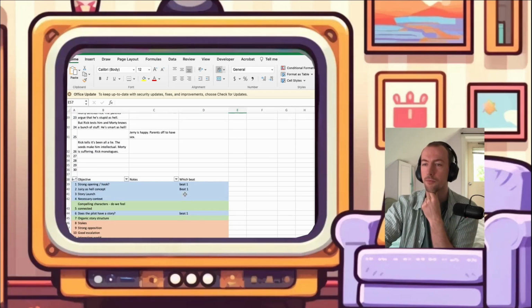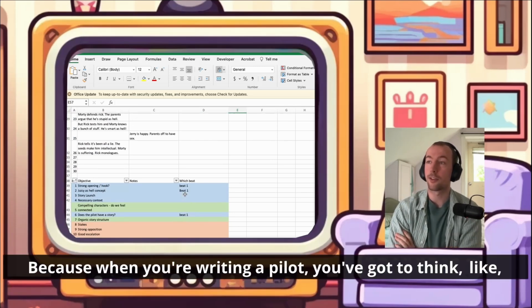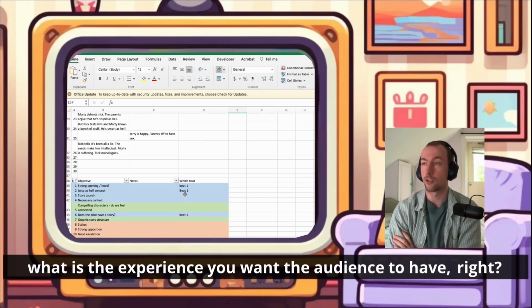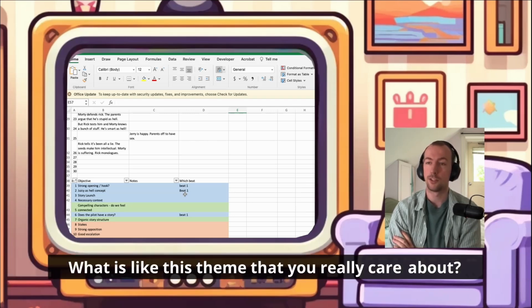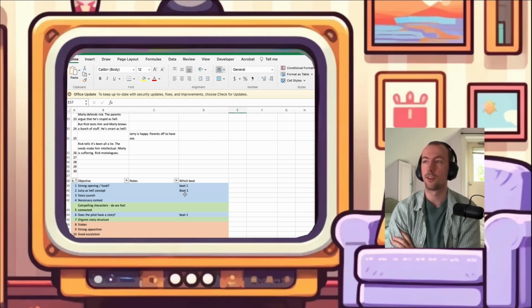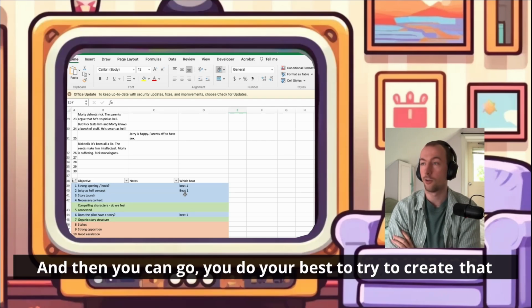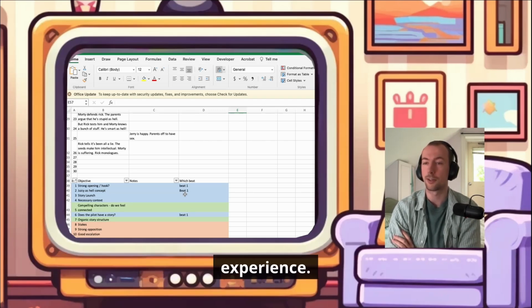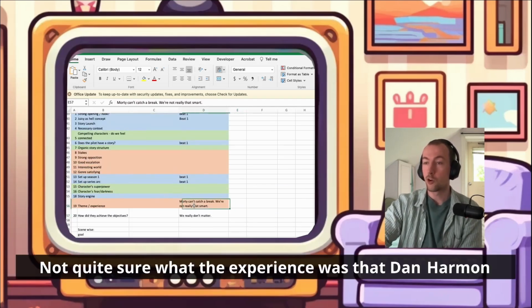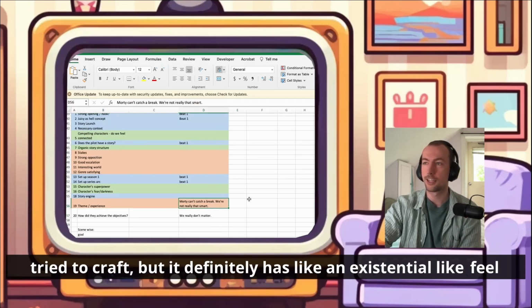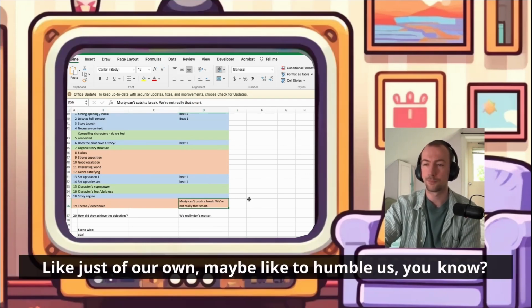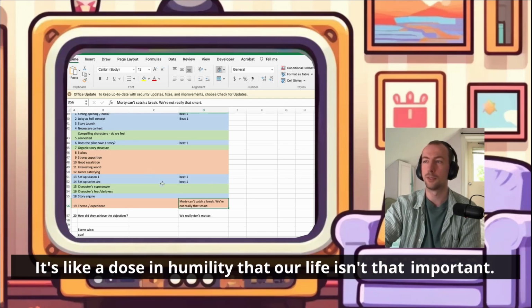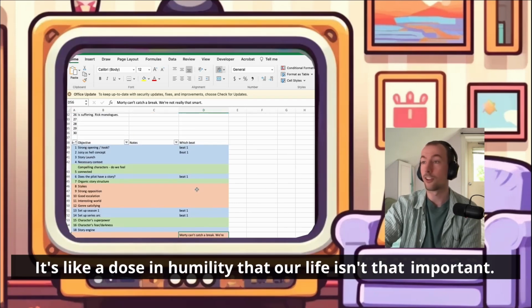Interesting. Because when you're writing a pilot, you have to think about what experience you want the audience to have. What is the theme that you really care about? And then you do your best to create that experience. I'm not quite sure what experience Dan Harmon tried to craft, but it definitely has an existential feel to it, maybe to humble us. It's like a dose of humility, that our life isn't that important.